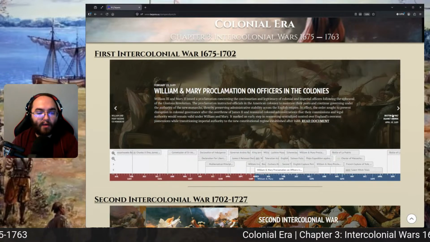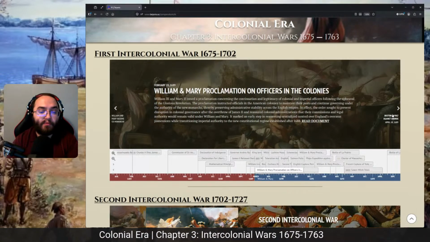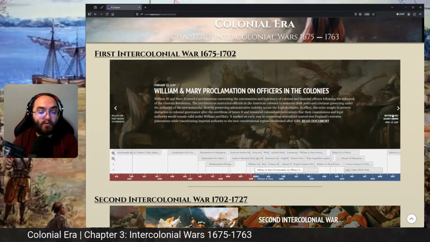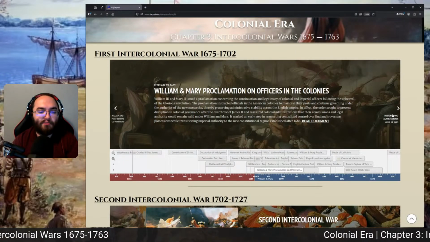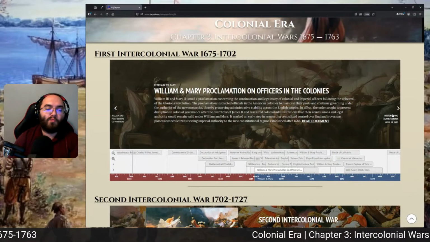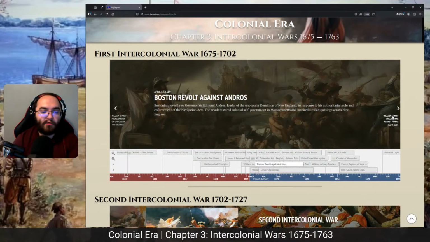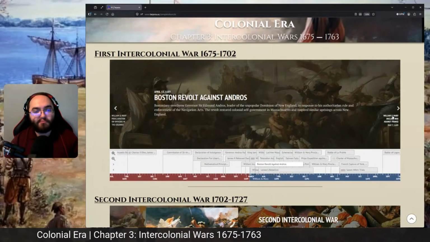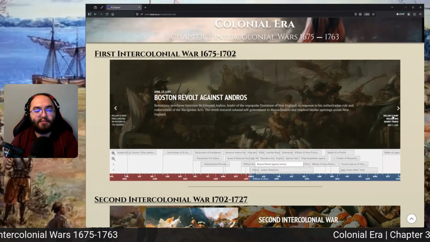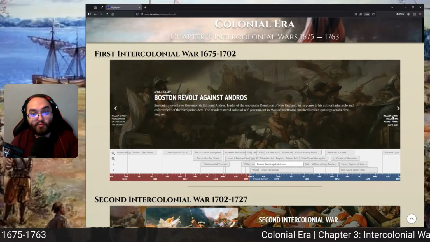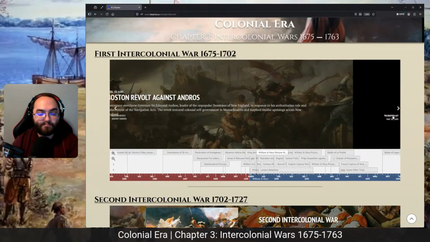And so when Charles I was overthrown, during the English Civil War, there was a lot of violence going on in the colonies. And so to prevent violence going on in the colonies, William and Mary tried to reassure the colonists. Of course, this does not really work out, as we have a Boston revolt against Governor Andros, who is the governor of the Dominion of New England.